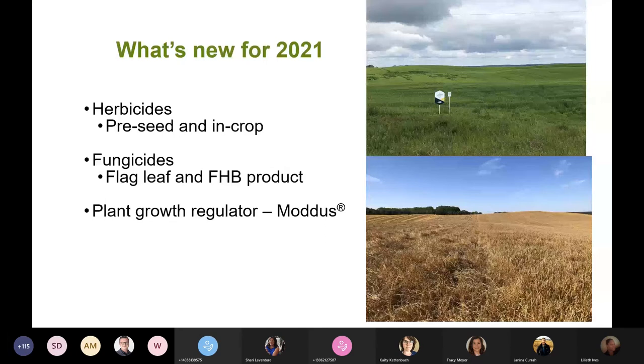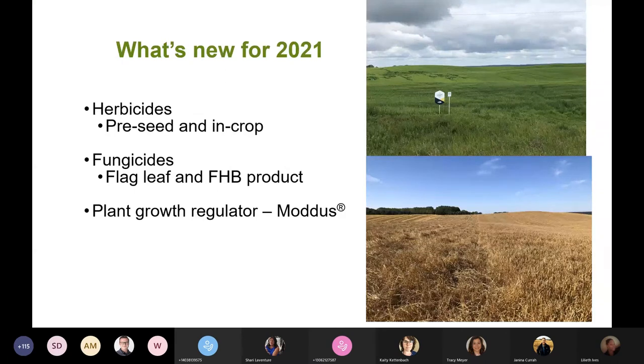How much does Modus cost per acre? I am not exactly sure of the cost of Modus per acre, so I'm going to ask you to reach out to your local CI rep, or if that person is on the line and can contact Robert, they could probably tell him what the cost per acre for Modus is going to be.